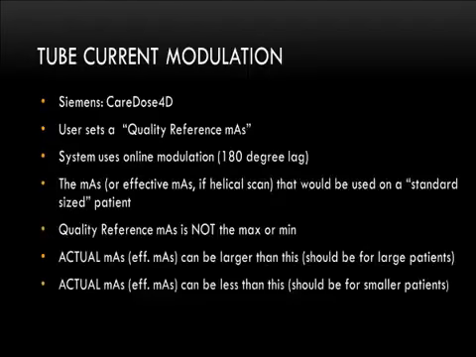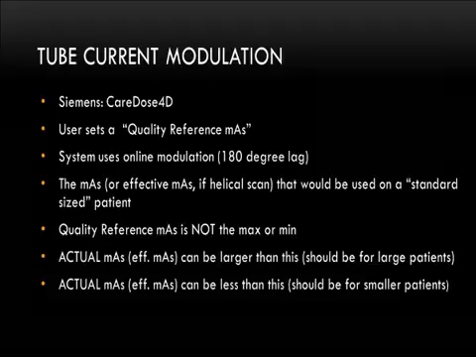Let me go through just a couple of examples of the kind of things that vary, and then we'll talk about what you need to pay attention to. Siemens, their CareDose 4D, that's the basic curve that I showed you before. The user sets what's called a quality reference mAs. This system also uses online modulation. That is, they use the information from 180 degrees before to predict how they should modulate the current for the next 180 degrees.